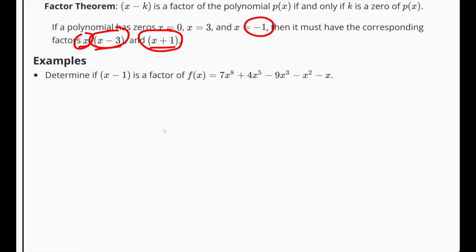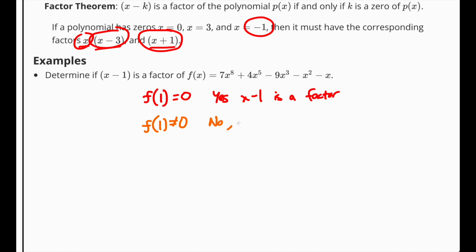So right here it says, determine if x minus 1 is a factor of this. All we really need to do is figure out what f of 1 is. If f of 1 is equal to 0, then yes, x minus 1 is a factor. But if f of 1 is not equal to 0, then no, x minus 1 is not a factor. So we need to figure out what this value is right now. We're going to figure out what f of 1 is.